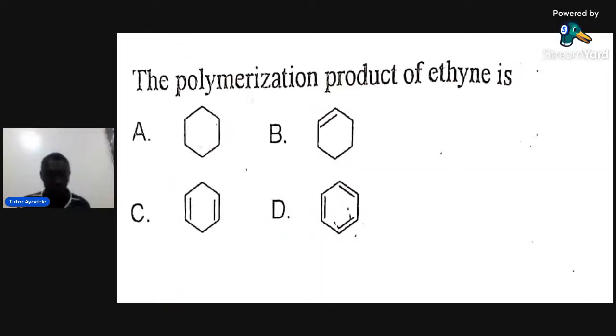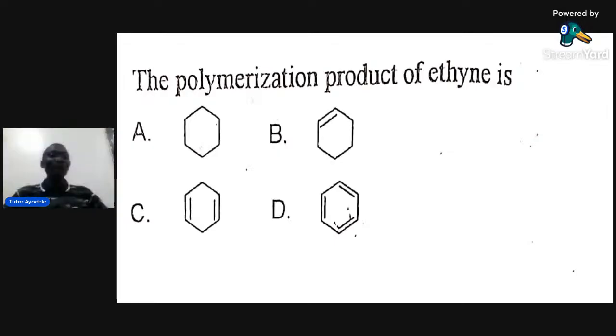I think this is the last question we'll be looking at for today. The polymerization product of ethyne is what? If you polymerize ethyne, it will give you what? Now, what is the formula of ethyne first? If you look at these options, these are the last questions for today. You will see that they don't even tell you the name. They expect you to know their name.